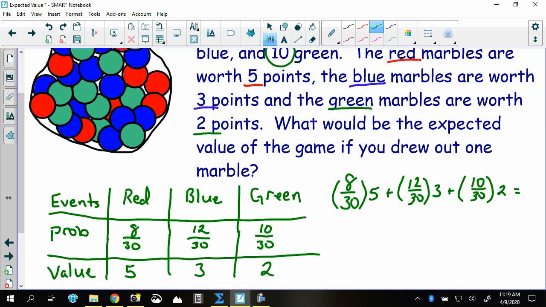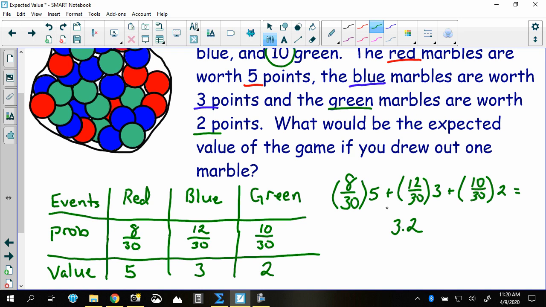So quickly over here, taking our calculator, 8 out of 30 times 5 plus 12 divided by 30 times 3 plus 10 out of 30 times 2. That gives me a 3.2. Okay, so 3.2 would be the expected value of this game.